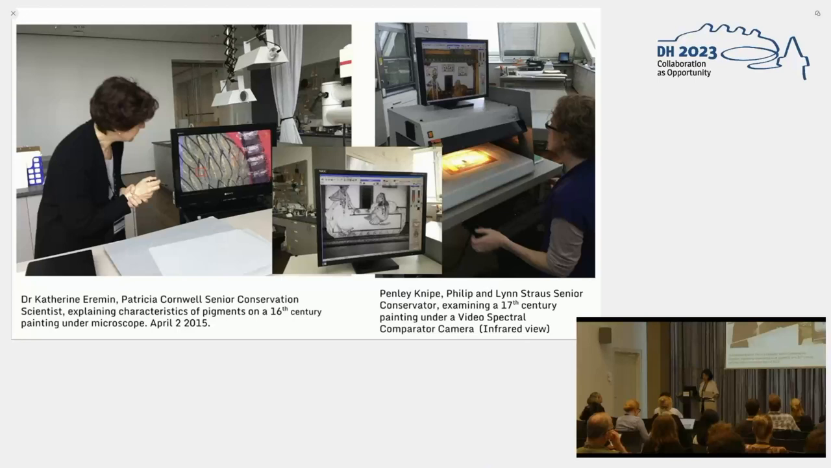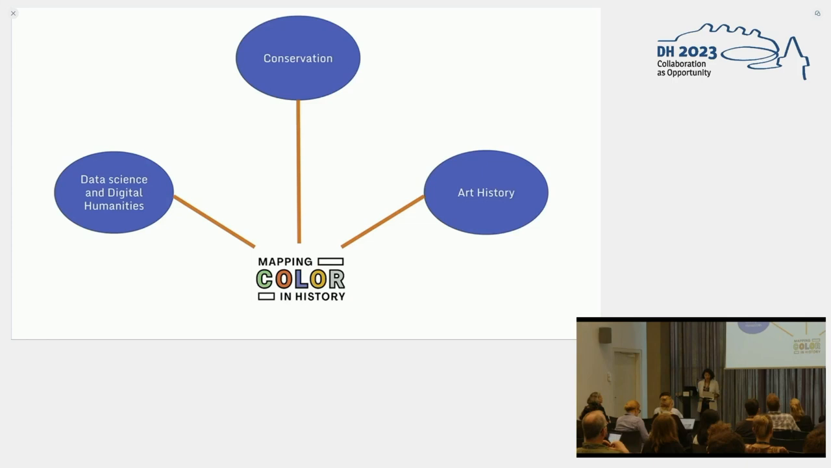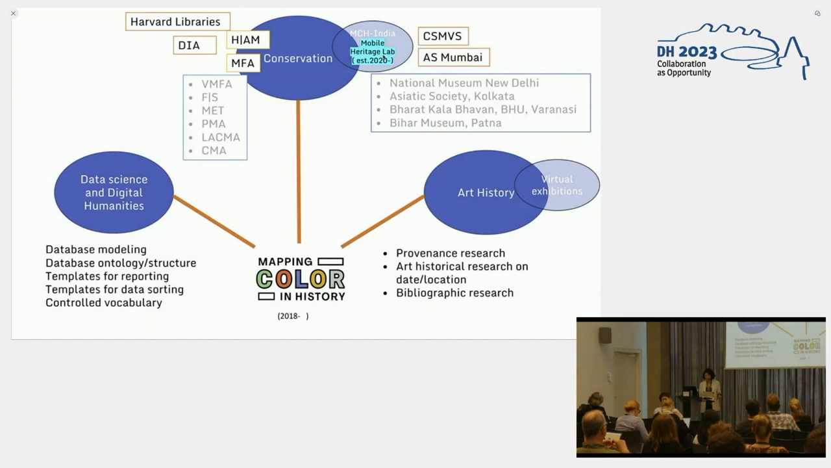And we are also next to the Museum of Fine Arts, Boston, with an equally fantastic conservation lab, research lab, and a superb Indian painting collection. So I describe the MCH structure as a three-legged stool, and we need all three legs equally for the MCH project to work. And each leg has its unique constituencies in different disciplines.